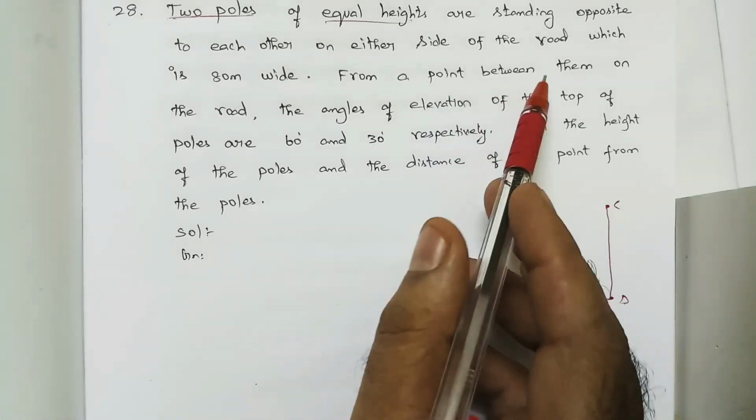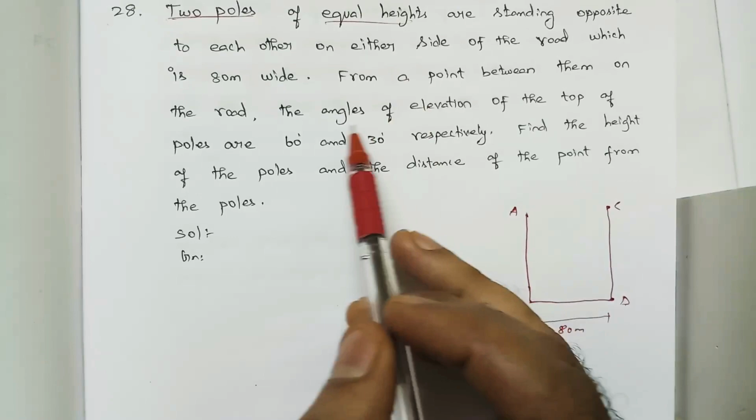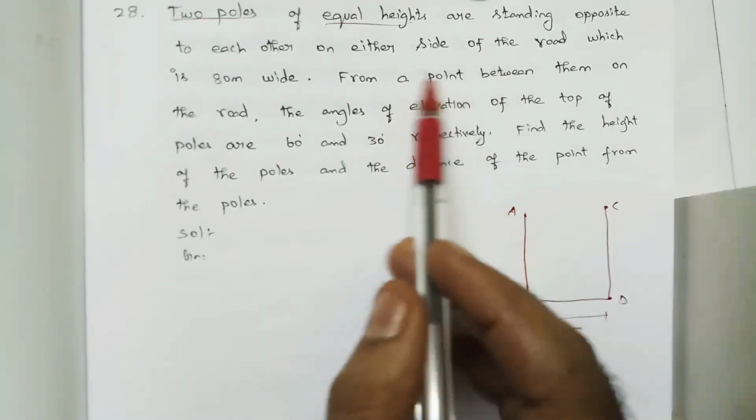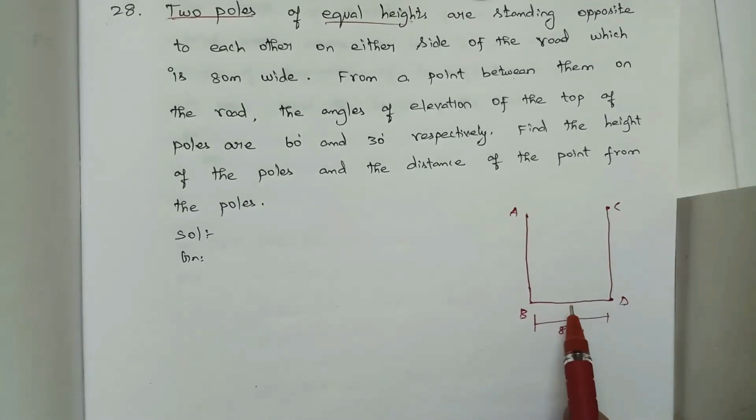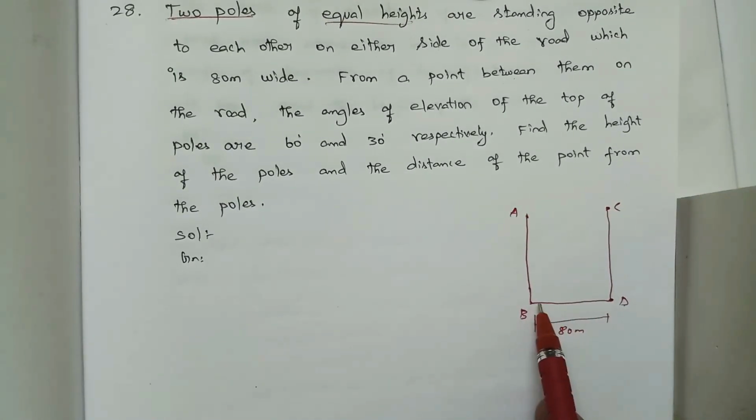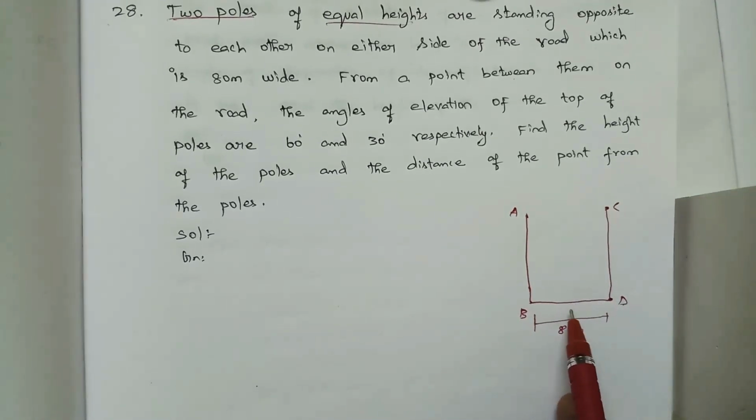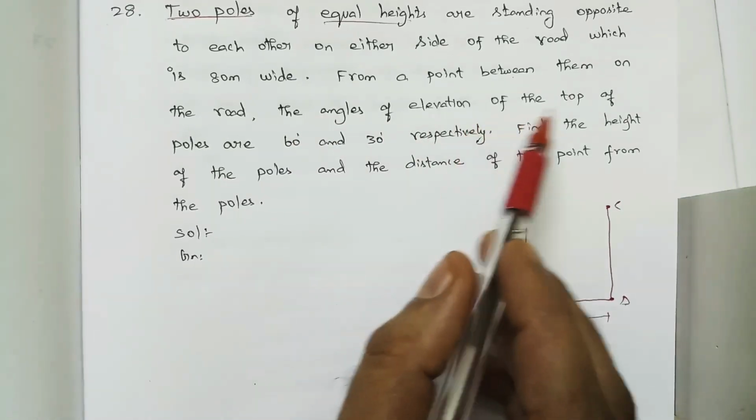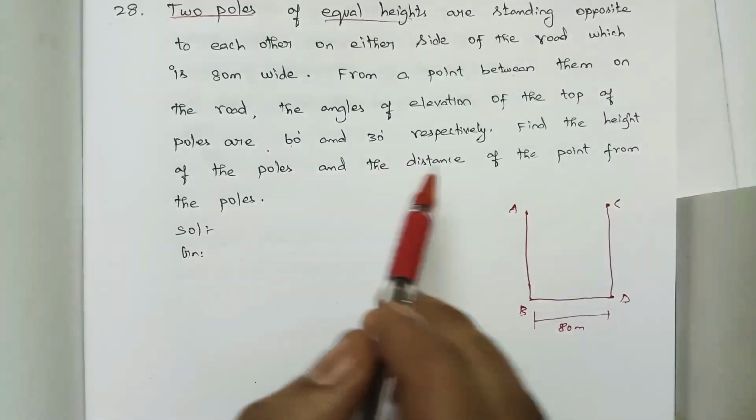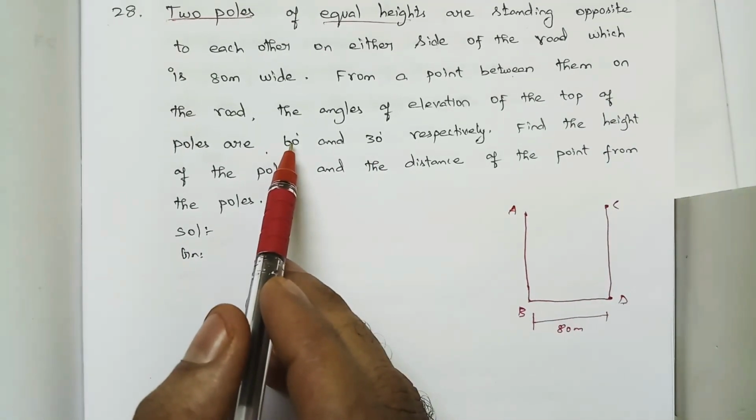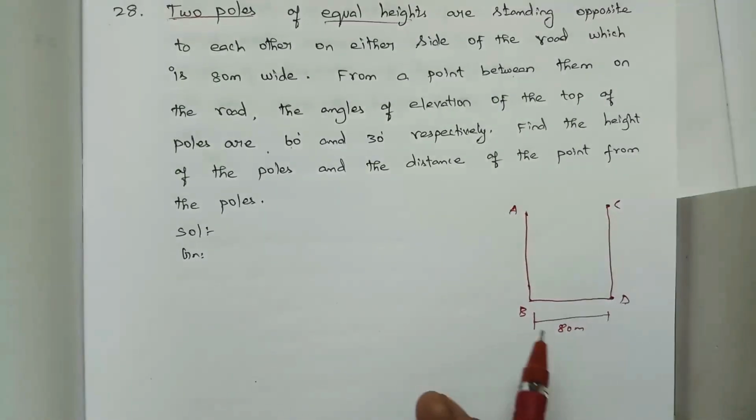From a point between them on the road, the angle of elevation, see, from a point the angle of elevation they are seeing, right? The point is between them on the road, between, that means not exactly in the middle, it is somewhat closer to B or somewhat closer to D, right? The angle of elevation of the top of the poles are 60 degree and 30 degree respectively, right? So the 60 degree is for the first pole, and the 30 degree is for the second pole.